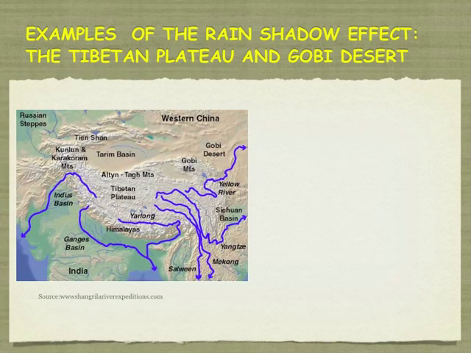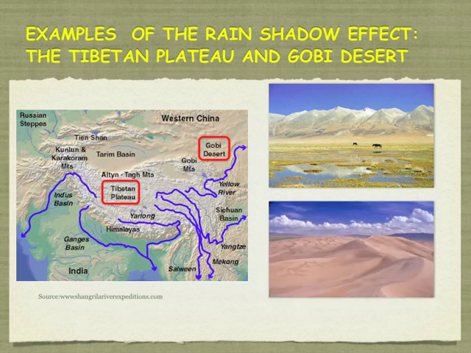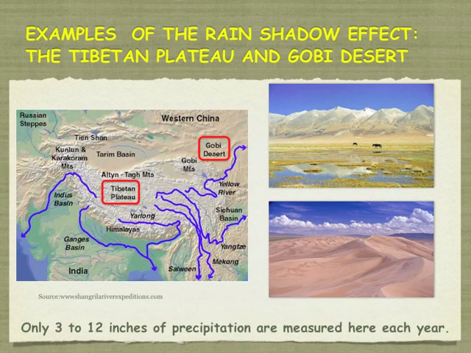The Gobi Desert and Tibetan Plateau in Central Asia exist in the rain shadow of the Himalaya Mountains. Precipitation is very heavy on the windward side of the Himalaya Mountains, but very little moisture makes it past the mountain range. The leeward side is very dry, and it is here that the Tibetan Plateau and Gobi Desert are found. Many consider the Tibetan Plateau to be one of the best examples of the rain shadow effect in the world. Only 3 to 12 inches of precipitation are measured there each year.